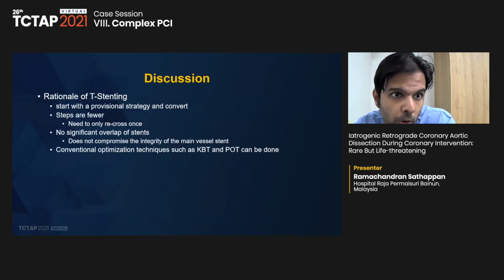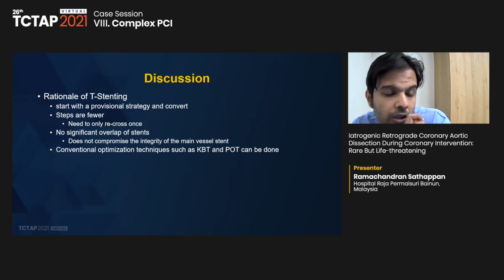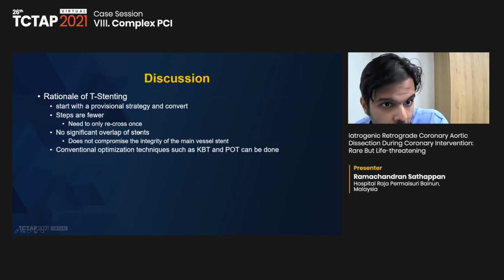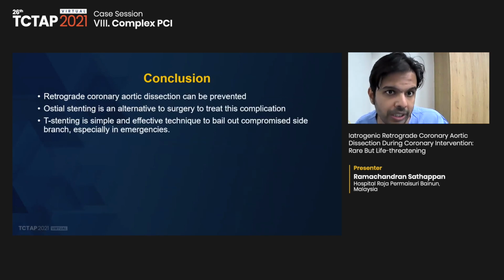The other thing I would like to point out is the rationale of using T-stenting for bailout. It is interesting that you can start off with provisional stenting and convert to T-stenting later on to bail out. The steps are also fewer compared to other bifurcation techniques. You only need to recross once. There's no significant overlap of stents, and it does not compromise the integrity of the main vessel. And you can also use conventional optimization techniques such as KBT and POT to improve the geometry further. My conclusion is that this complication can be prevented. Ostial stenting is an alternative to surgery, and T-stenting is a simple and effective technique to bail out a compromised side branch, especially in emergency. Thank you.